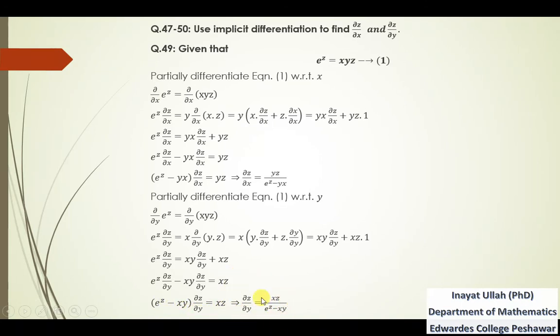So that is how we find the partial derivative of a function with respect to two different variables.